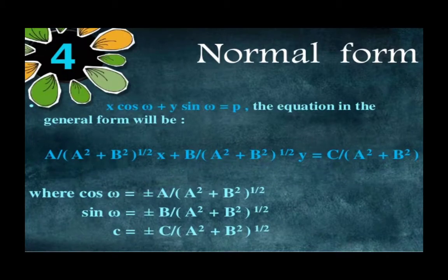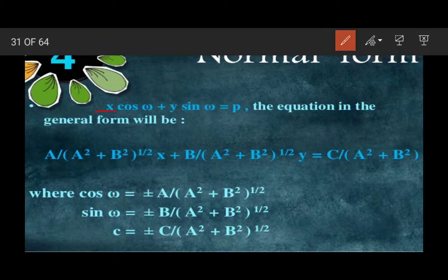Then the fourth one is the normal form. As we know, sometimes we can represent a point in polar form. In that case, the equation of a line will be represented as x into cos omega plus y into sin omega equal to p. The equation in the general form will involve a upon a square plus b square raised to half. Raised to half means root.